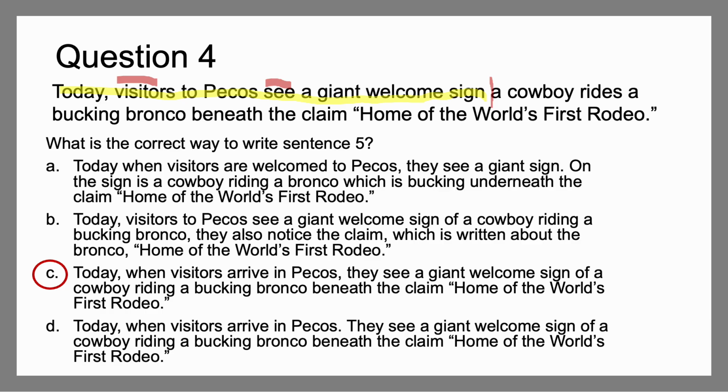So I'm going to need something, right? And I need to understand what this sentence is telling me. So today, visitors see a giant welcome sign. And then the next portion is telling me what that sign is, right? So I'm getting some clarity. Looking at C, our correct answer. Today, when visitors arrive in Pecos, they see a giant welcome sign of the cowboy riding a bucking bronco beneath the claim, home of the world's first rodeo.